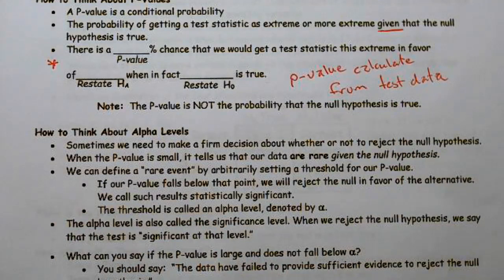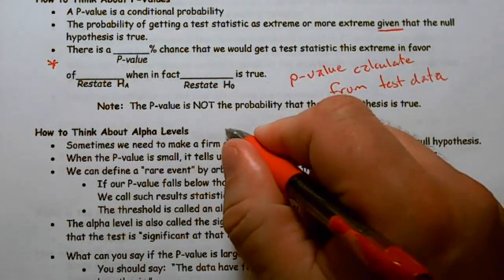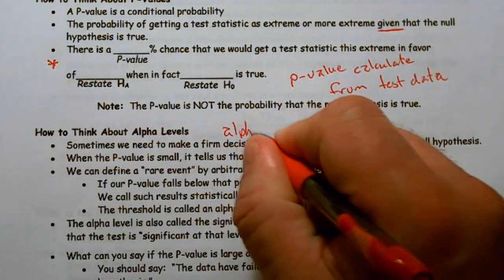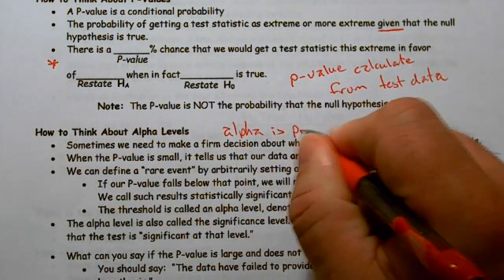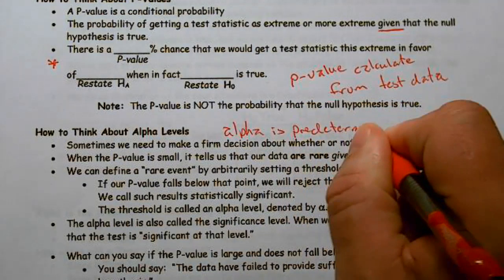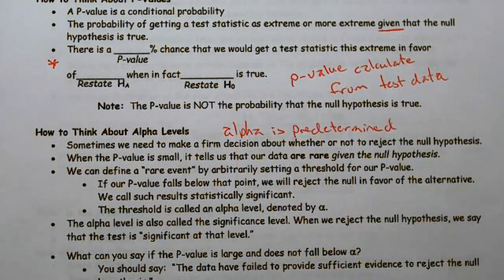And we say, you know what? If we set an alpha level at a certain level, we're going, you know what? I don't mind being wrong a certain amount. Now we're making a comparison of our p-value to our alpha. And we arbitrarily choose the alpha. So alpha is predetermined, we choose it, and we choose it based on what we think is appropriate for the given situation.